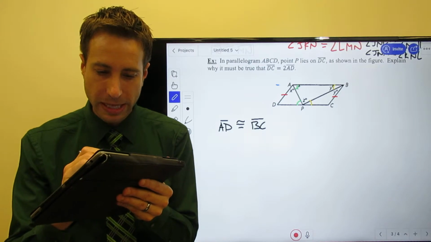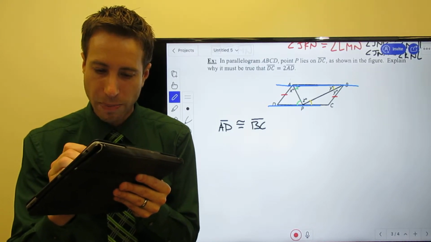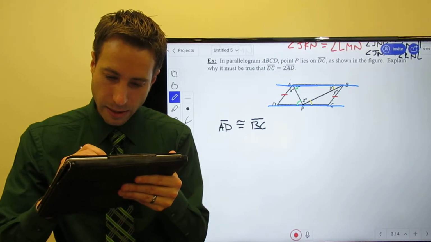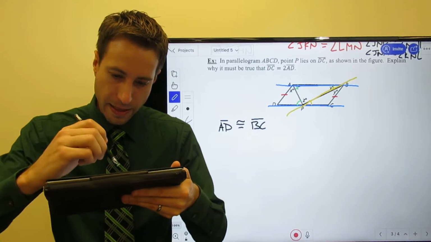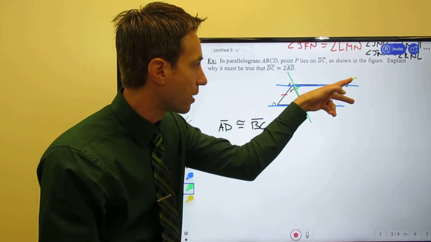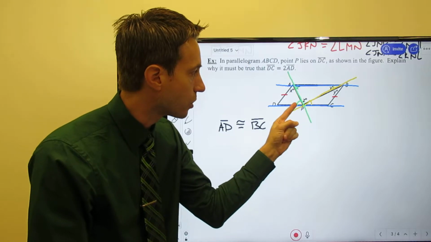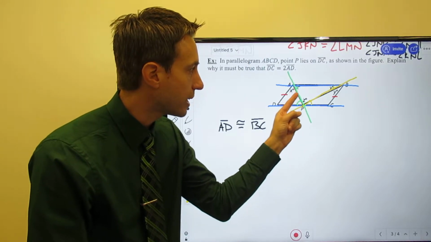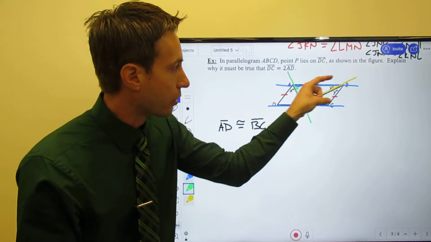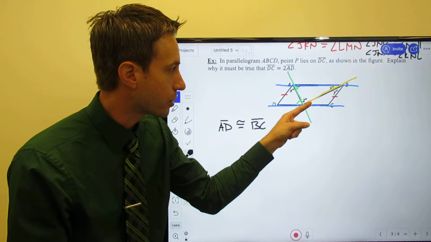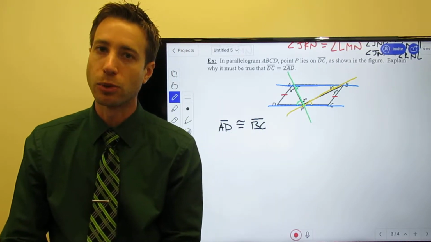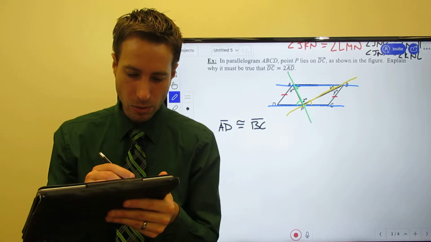How do I know that? Well, because these lines are parallel, and I have 2 transversals. I have this transversal right here in yellow, and this transversal right here in green. Think of them separately. Parallel lines cut by a transversal, opposite alternate interior angles are congruent. We know that. Same thing here. Parallel lines cut by a transversal, alternate interior angles must be congruent. What does that mean? Well, check this out.